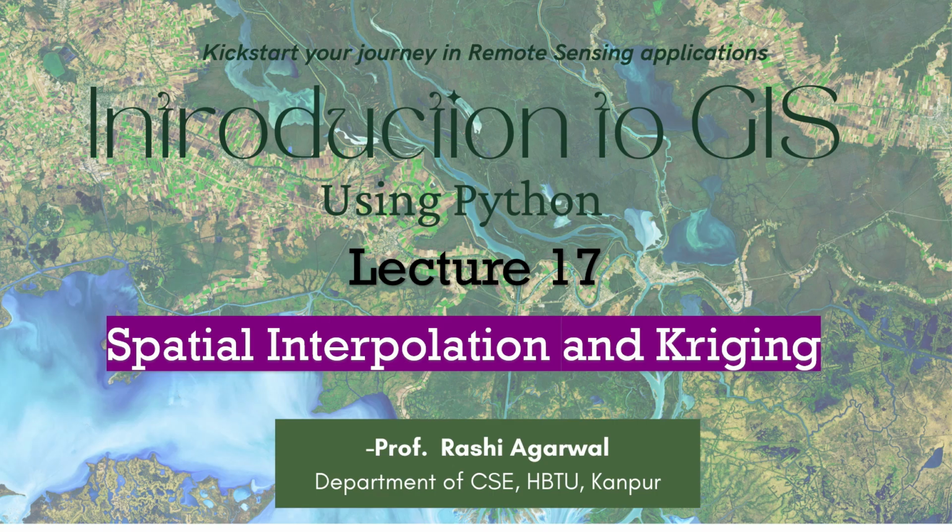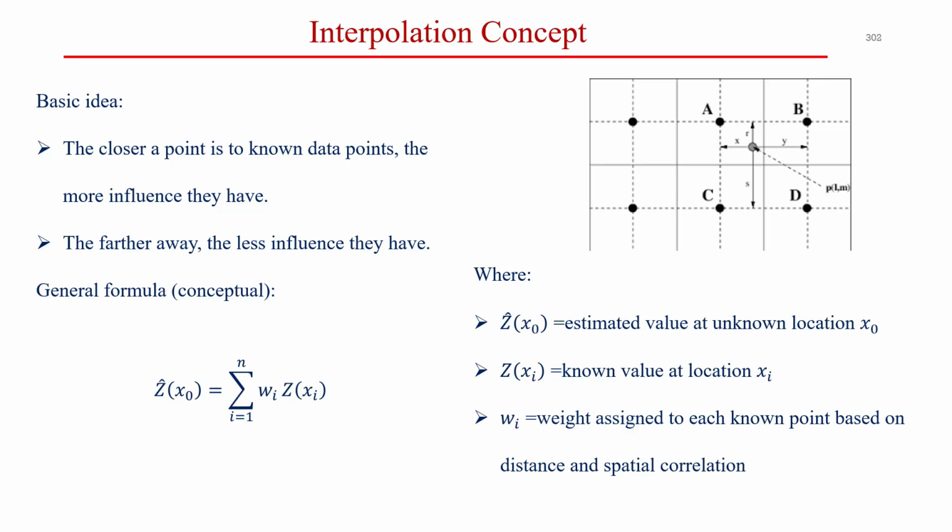Then we'll move straight on to the hands-on ArcGIS practical, where we'll build an actual rainfall surface step by step, starting from a CSV file and ending up with a GeoTIFF raster file. So let's get started. Let's first look at the interpolation concept.